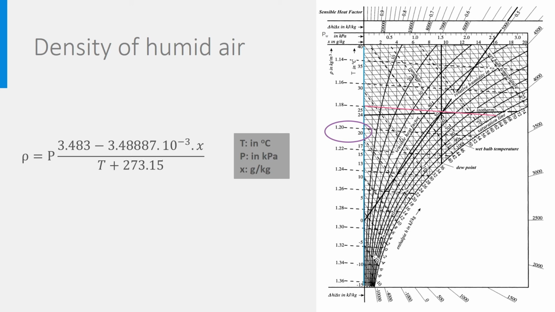For example, if we look at the temperature of 24 degrees, air with an absolute humidity of 2 grams per kilogram has a density of almost 1.19, while at an absolute humidity of 12 grams per kilogram, the density is 1.18. If you want to estimate the density of humid air, you can use this equation, which is derived from the ideal gas law. Here too, pay attention to the units in the equation.